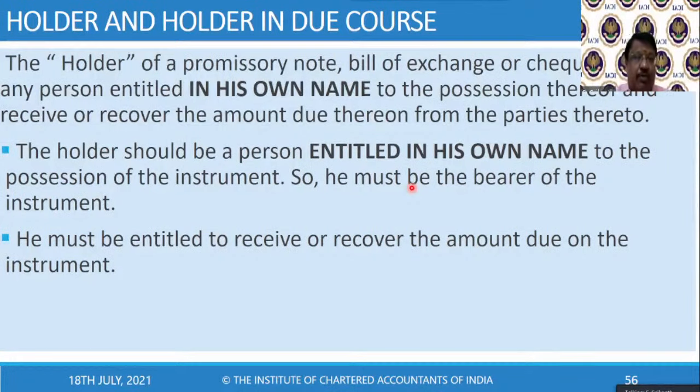All you need to show is you are in possession of the instrument. A payee whose name is mentioned. Endorsee whose name is mentioned. Okay. These are all holders. And he must be entitled to receive or recover them.